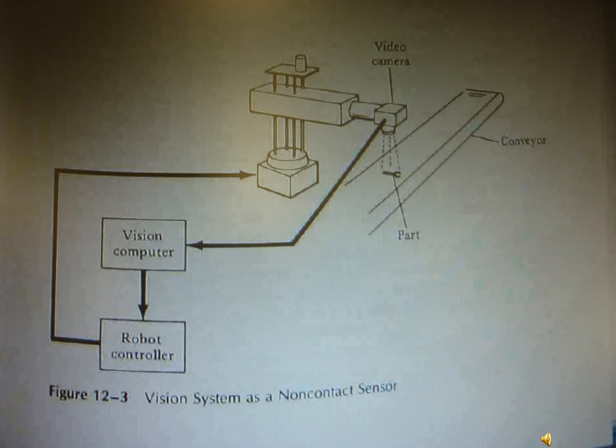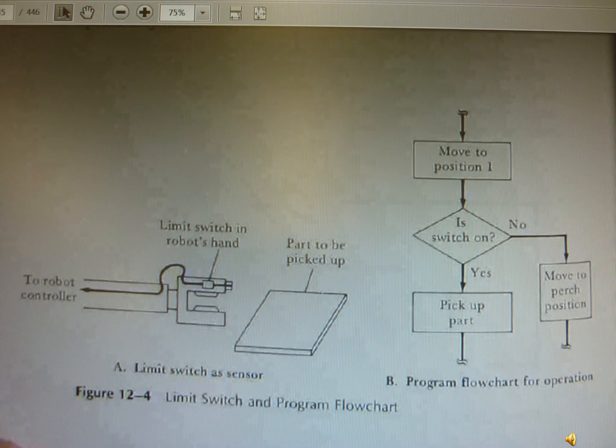You can also see the limit switch and the program flow chart. So from the program, moving to the point position 1, whether the switch is on or off. When the switch is on, it will pick up, and if it is not, it will be moved to another object. So this is the way you utilize the program flow chart for the operation.